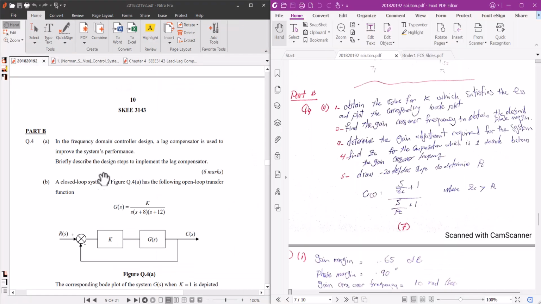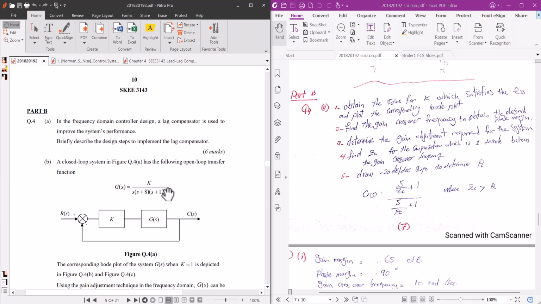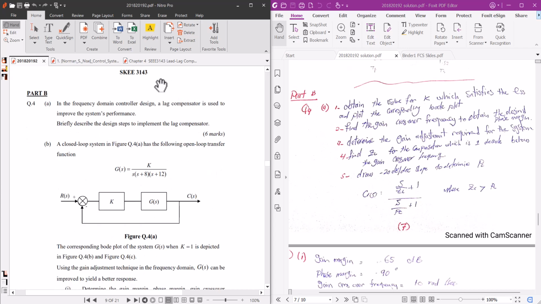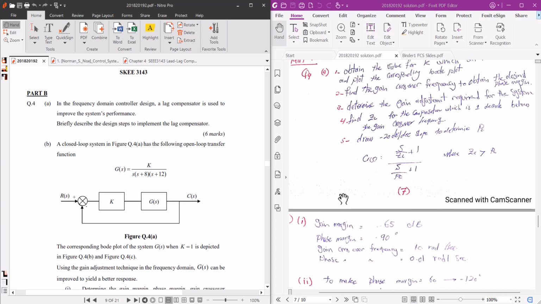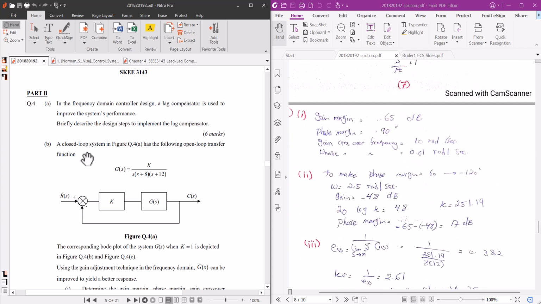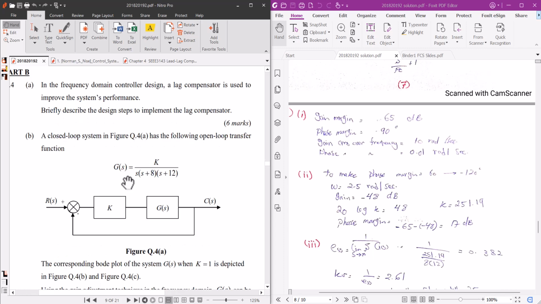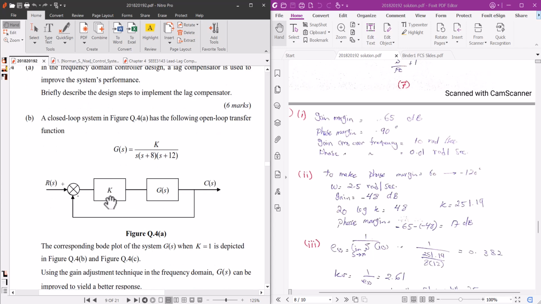Okay, a closed loop system in the figure has the following open loop transfer function. The steps in question 1 are explained here. This is the standard procedure also mentioned in the textbook and notes. The figure 4a has the following open loop transfer function. What is its type? By looking at this, can you tell me its type? This is a type 1 system, K over s(s plus 8)(s plus 12). Its poles are at the origin, minus 8 and minus 12. This is our unity feedback system. We have a controller K, and G of s is the plant transfer function.